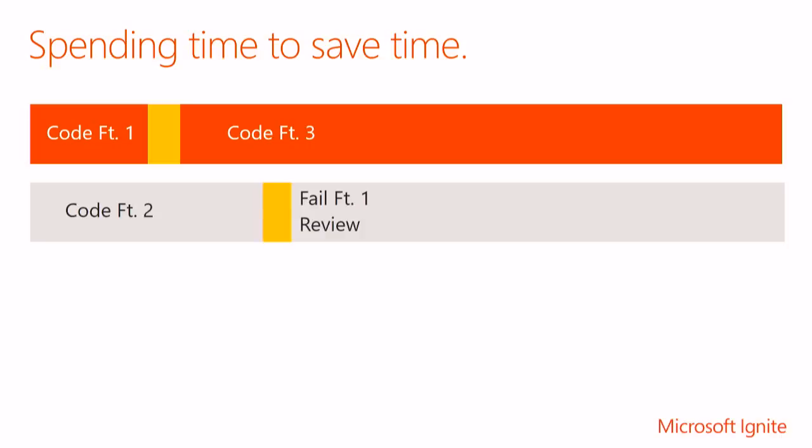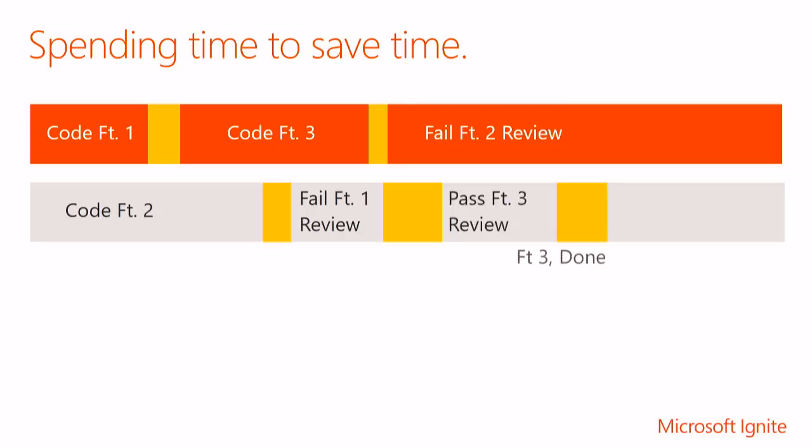Feature 2 guy finishes. He takes a break, starts reviewing feature 1. They're going to fail it. The red dev, she's doing her stuff, takes a break. Gray coder, he hates doing code reviews. He's drained after it, so he takes a long break. Red dev, she's looking at feature 2. She's going to fail it when she's done because there's stuff to be fixed.